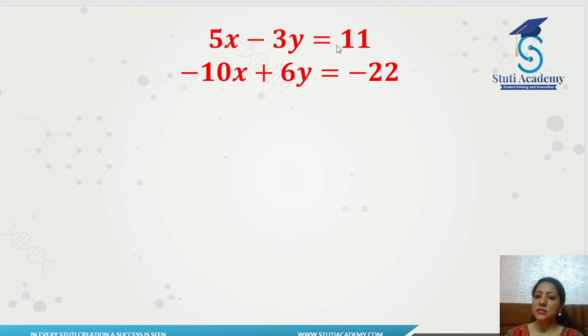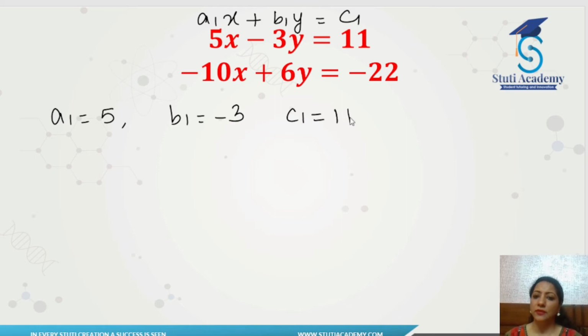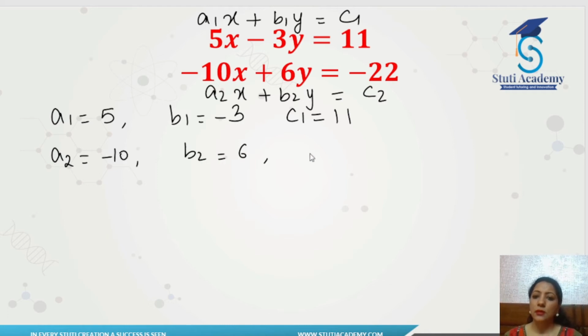We have 5x minus 3y is equal to 11, and then we have minus 10x plus 6y equal to minus 22. We are going to compare this with a1x plus b1y is equal to c1. Now, if we compare this, we'll get a1 as 5, b1 minus 3, c1 here is 11. Now, we'll compare it with a2x plus b2y is equal to c2. So, we will get a2 minus 10, b2 6, c2 minus 22.